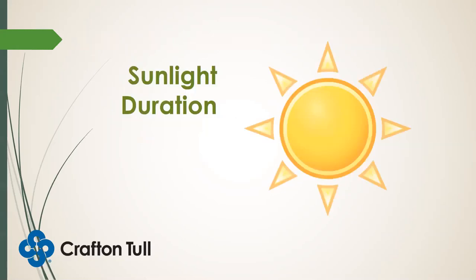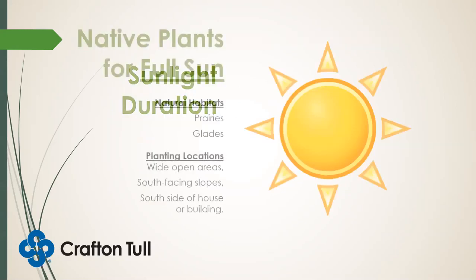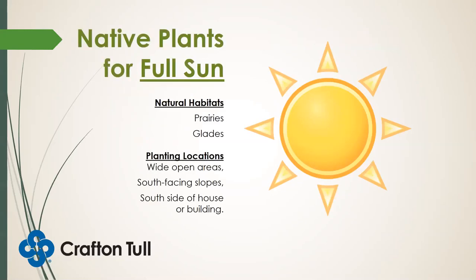So what about sunlight duration? Well, some native plants are going to like full sun. A lot of these plants you're going to find in the natural habitats of prairies and glades and areas that don't have a whole lot of things obstructing the sun. You can plant these in wide open areas, or if you're here in the Ozarks or perhaps in the Appalachians or somewhere with south-facing slopes to get a lot of sun, that might be a good place for them as well. South side of a house or building.